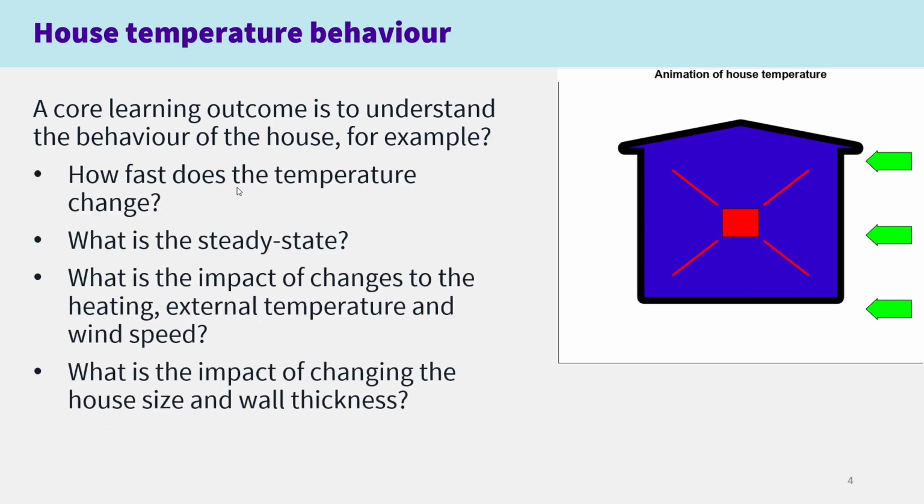So the first app then, house temperature behaviour. A core learning outcome is to understand the behaviour of the house. For example, how fast does the temperature change? If you're in a house, you want the heating to heat the house up quickly enough so you're comfortable. What is the steady state? Is it, again, a comfortable steady state temperature? What is the impact of changes to the heating, to the external temperature, and to wind speed? And what is the impact of changing the house size and wall thickness?